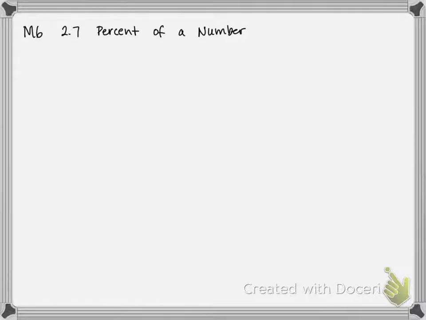So something like 57% of 12. Okay, so when we see this word of, we need to take it to mean multiplication. Okay, now, the way that this problem is written, there is an issue. What's that issue?